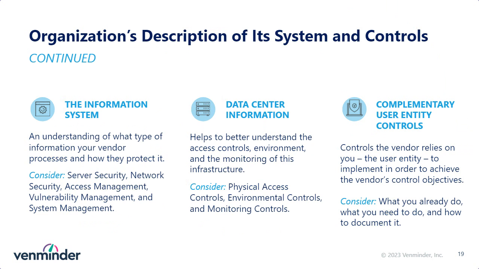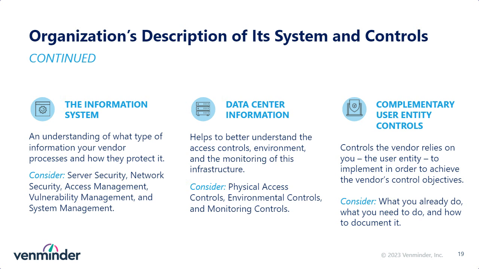Section 3 is also going to give you a lot of information about things like the information system. So understanding what type of information your vendor processes and how they protect it. With this, you really should consider things like server security, network security, access management, vulnerability management, system management. Those are all things that you can learn more about how the company is doing right in that Section 3.